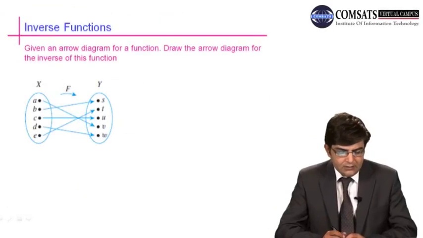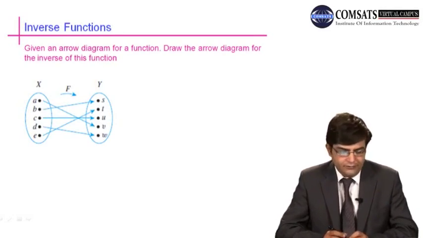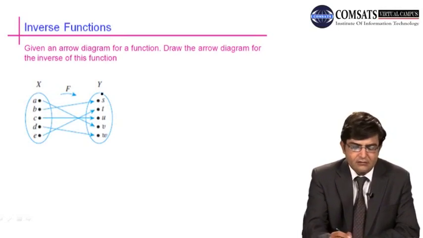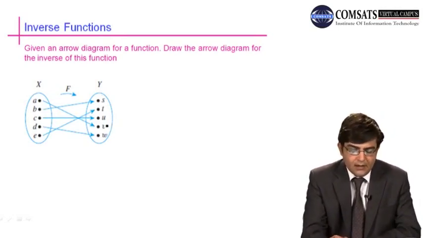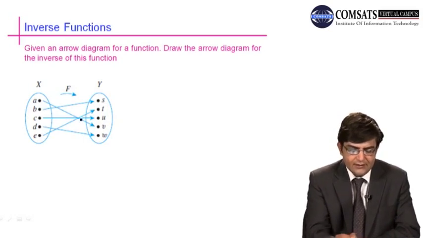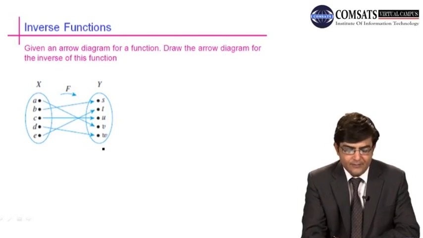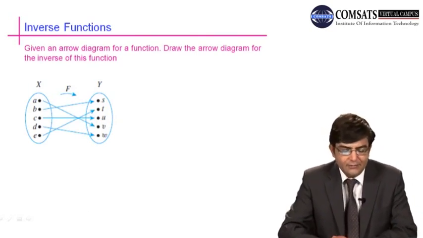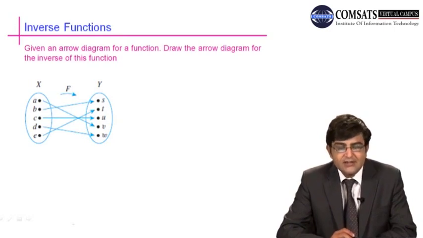For example, here we are given an arrow diagram of a function where X is the domain and Y is the codomain. You can see that this function is both one-to-one and onto, as each element of X is connected to exactly one element of Y, and all the elements of Y are images of exactly one element in X. Therefore this function is one-to-one and onto, so we can find the inverse of this function. I remind you, if the given function is not bijective, one-to-one and onto, then we cannot find the inverse of that function.